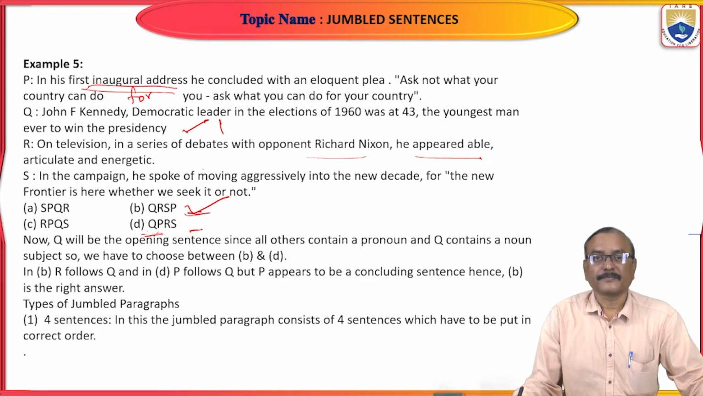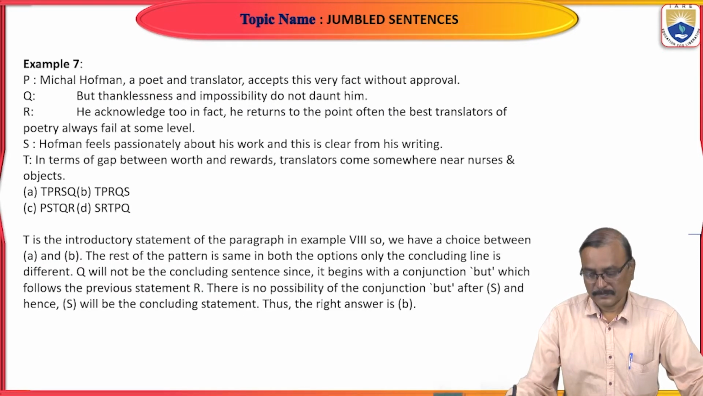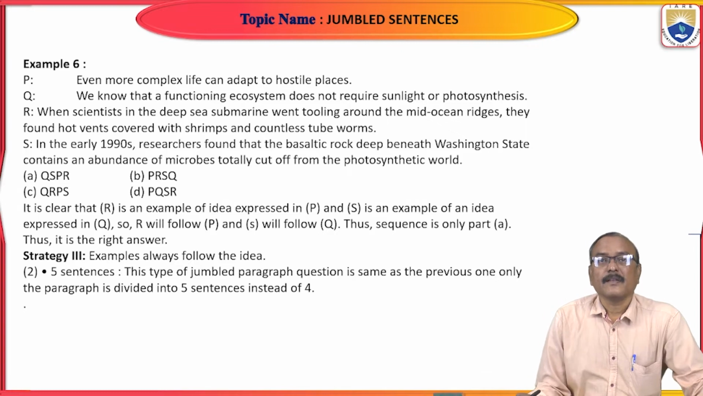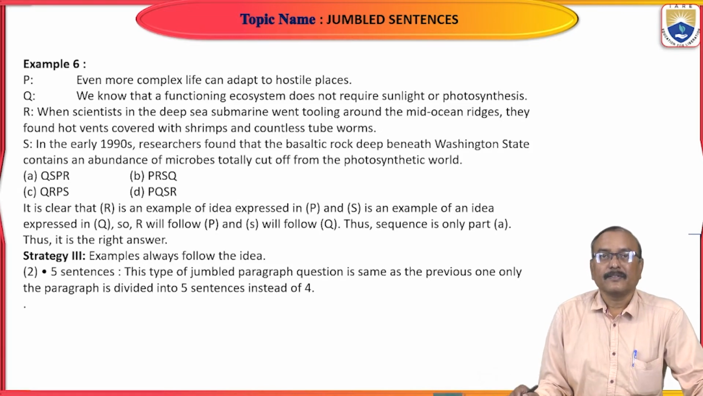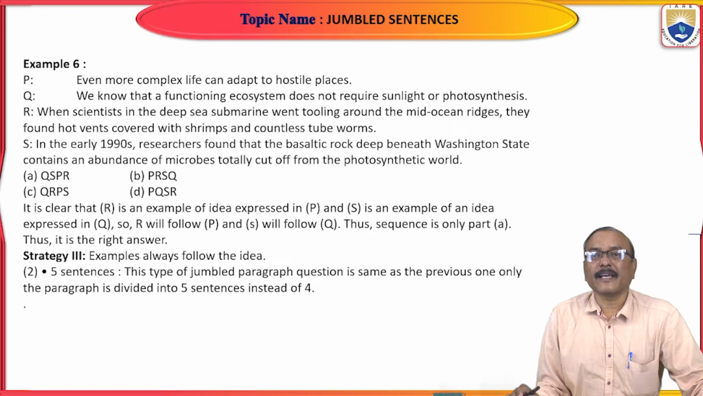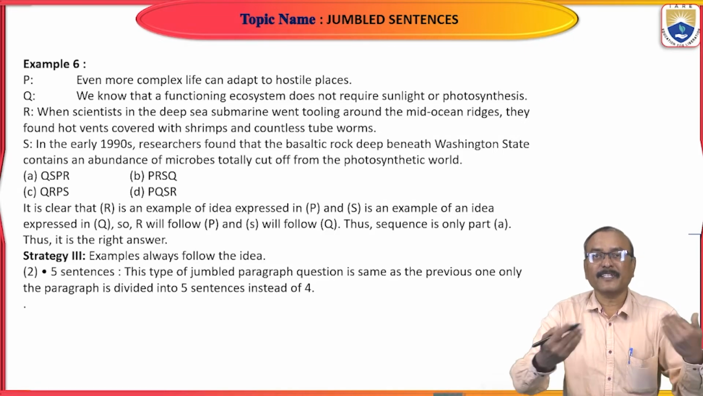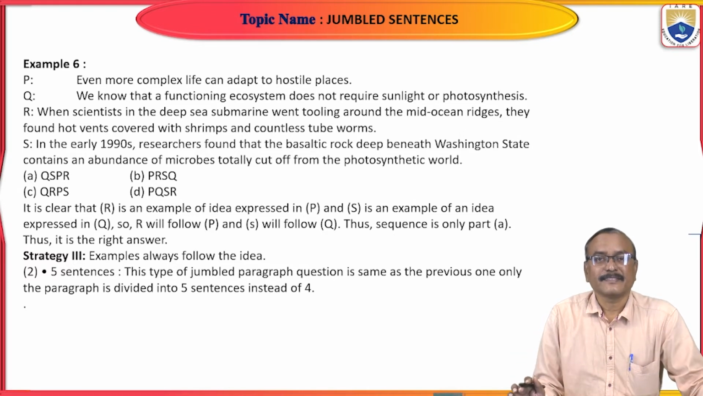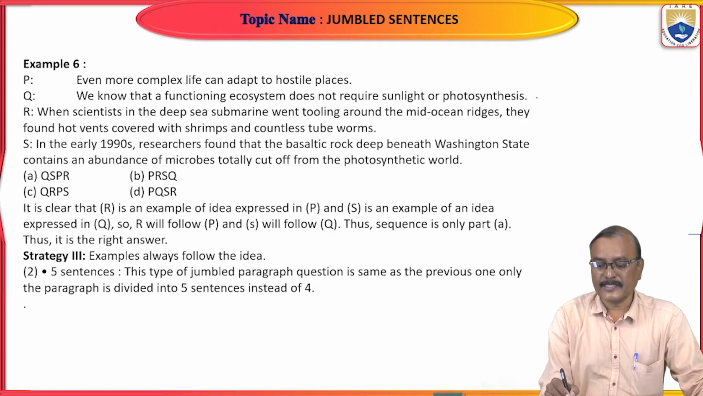Next one. See, so here how many sentences? 4 sentences or 5 sentences. Let us see that. "Even more complex life can adapt to hostile places." Even more complex means before that there must be complex life. So P is not the first sentence. "We know that a functioning ecosystem does not require sunlight or photosynthesis." This is one statement.